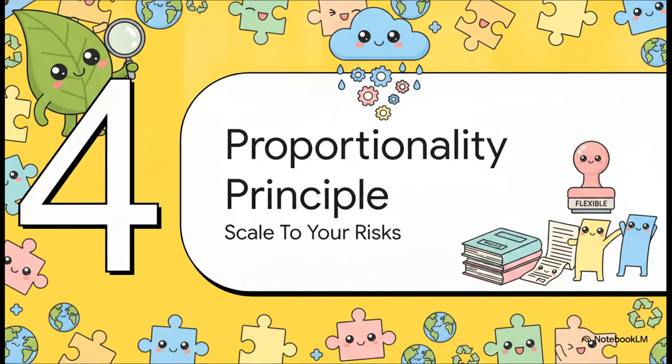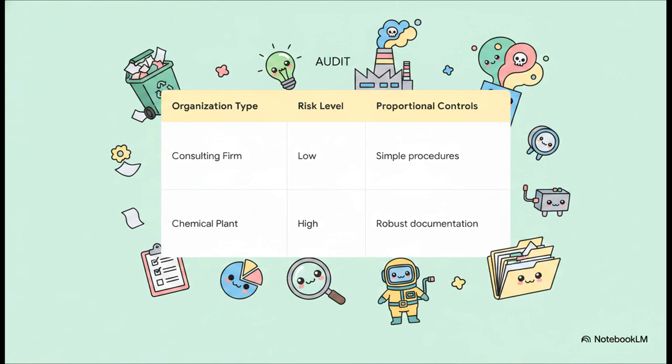Section 4. The proportionality principle. Scale your controls to your risks. This is a brilliant reminder that the standard is incredibly flexible. It was never meant to be a one-size-fits-all administrative nightmare. Check out this breakdown. It really helps build a realistic audit strategy. If you're auditing a small consulting firm, their risk level is super low. Maybe some office waste, a bit of energy use, so their proportional controls should just be simple procedures, maybe just monitoring their monthly energy bills.